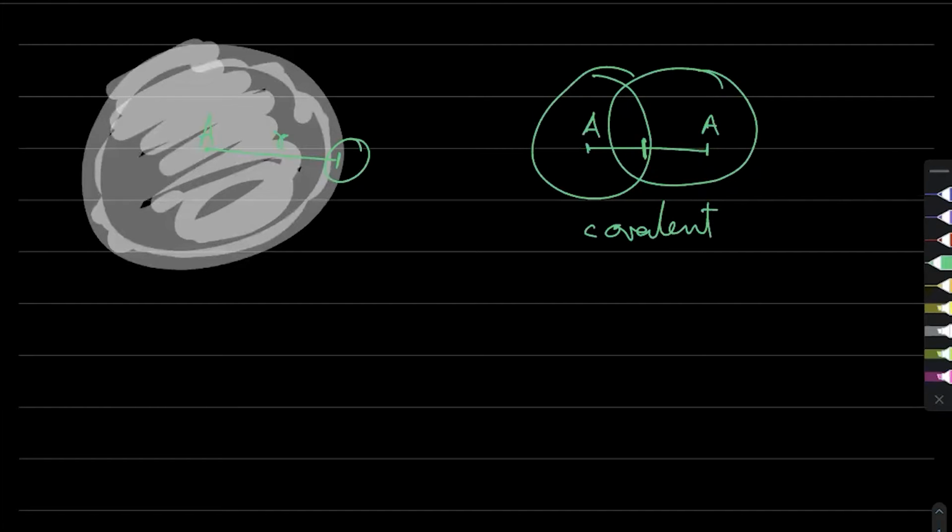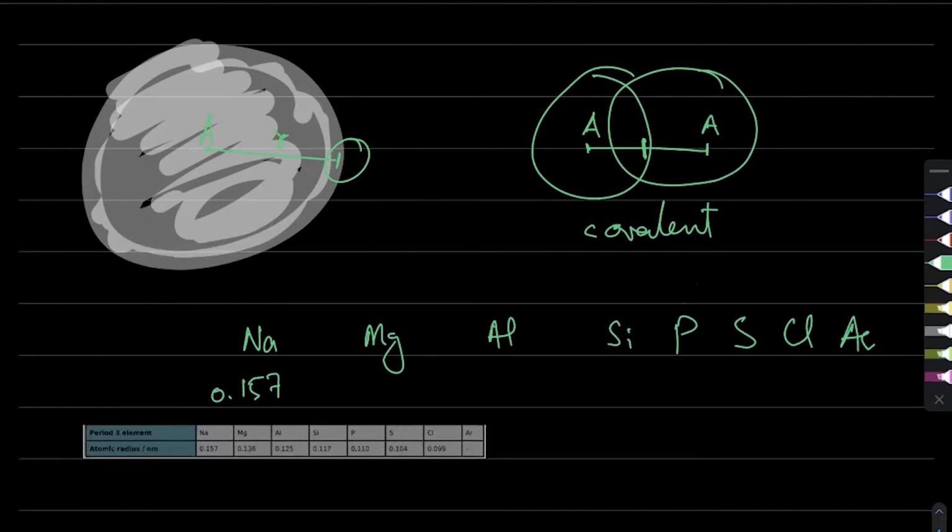Now, there are some other patterns there, and I'm going to focus on period 3 for now. Period 3 is the one with sodium: sodium, magnesium, aluminium, silicon, phosphorus, sulfur, chlorine, argon. These are the ones I'm going to focus on, just above the transition metal row. The radii go like this: 0.179, 157. I'll just take the values from your book.